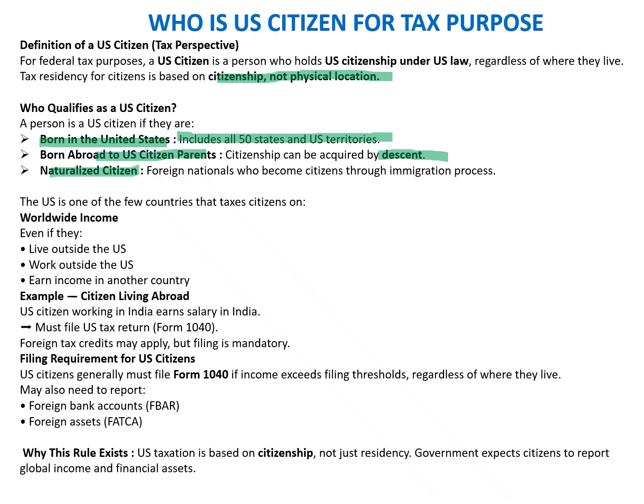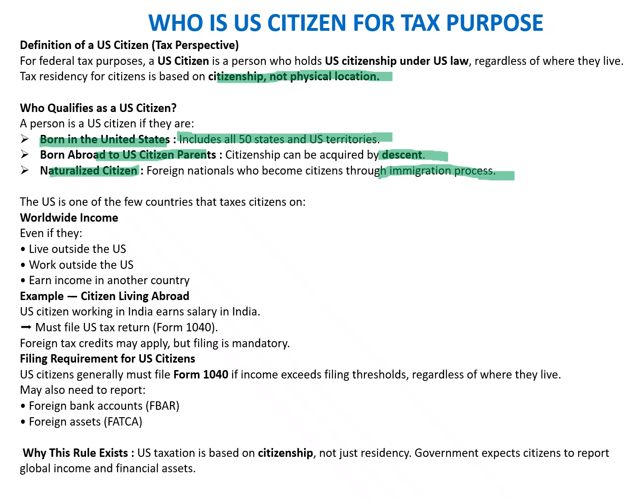Next is the naturalized citizen, a foreign national who becomes a citizen through the immigration process. Basically, once a person applies for the green card and gets the green card, they have to stay in the US for a certain number of years. Then they can apply for US citizenship. A person who becomes a US citizen through the normal immigration process after obtaining the green card is also treated as a US citizen.